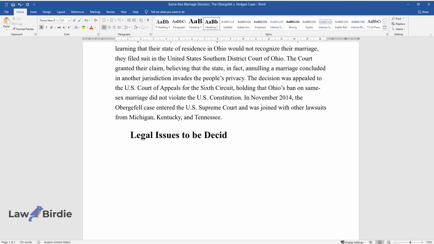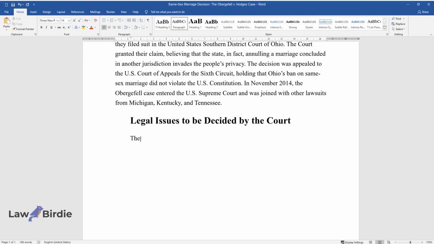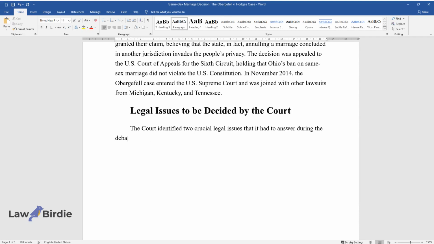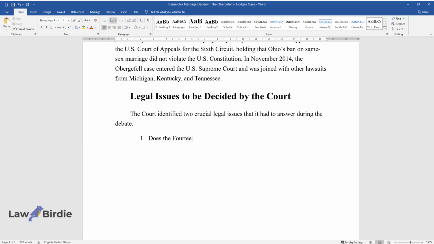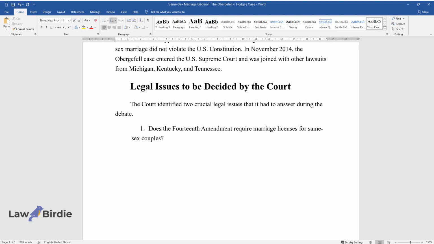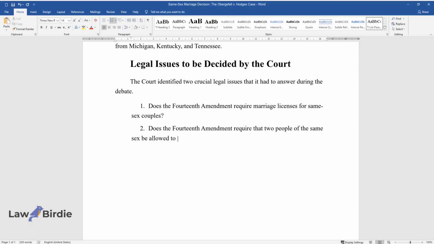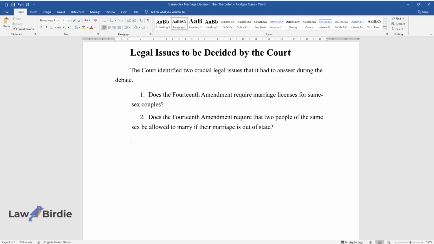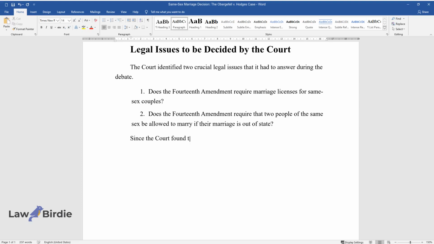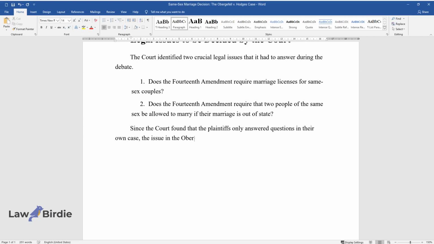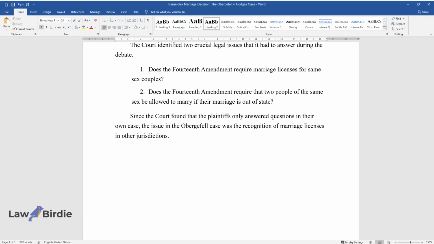Legal issues to be decided by the court. The court identified two crucial legal issues that it had to answer during the debate. Does the 14th Amendment require marriage licenses for same-sex couples? Does the 14th Amendment require that two people of the same sex be allowed to marry if their marriage is out of state? Since the court found that the plaintiffs only answered questions in their own case, the issue in the Obergefell case was the recognition of marriage licenses in other jurisdictions.